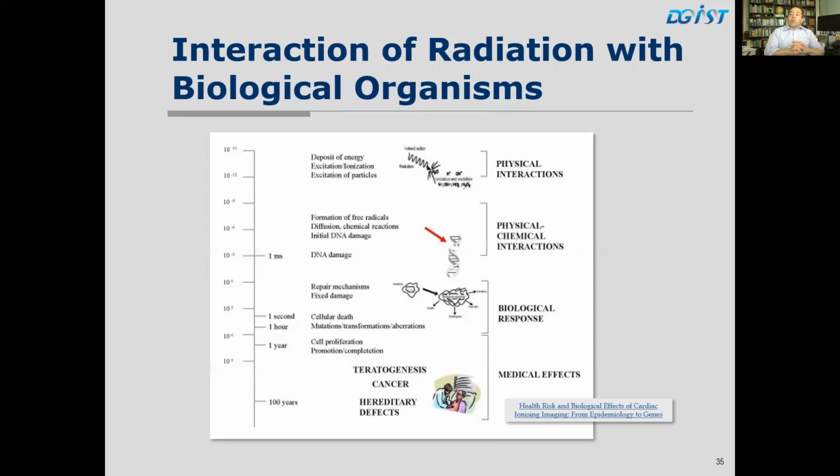There are two basic categories. There are physical interactions. For example, you have ionization, you have excitation of particles, you have physical chemical interactions, formation of free radicals, DNA damage. So these are physical chemical interactions. And then you can have the biological interactions that relate not to the physics, but to some sort of biological response that can be a result of these physical chemical interactions, such as repair mechanisms, but there can be direct biological effects as well.